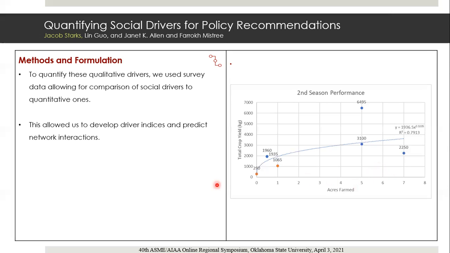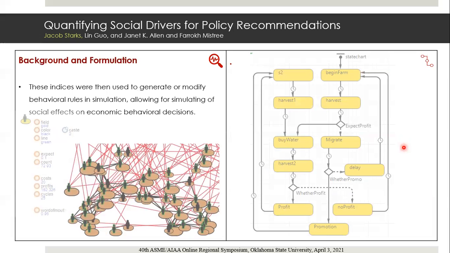And we've worked together to develop aggregate curves of performance across a handful of villages for these kinds of factors. This has allowed us to develop indices of drivers and functions to help us predict network interactions. As a result, we could then use these indices to generate or modify behavioral rules in simulation, allowing for a simulation of the social effects on economic behavioral decisions in an idealized model.